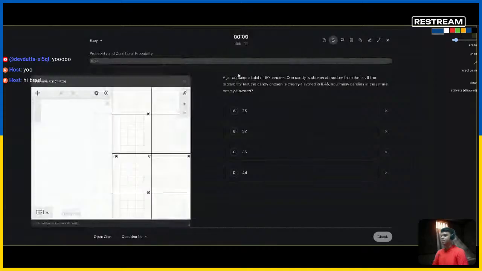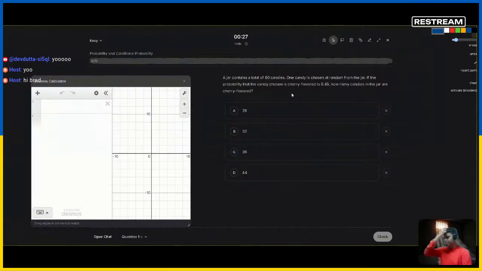This is a jar containing a total of 80 candies. One candy is chosen at random from the jar. If the probability that the candy chosen is cherry flavored is 0.45, how many candies in that jar are cherry flavored?